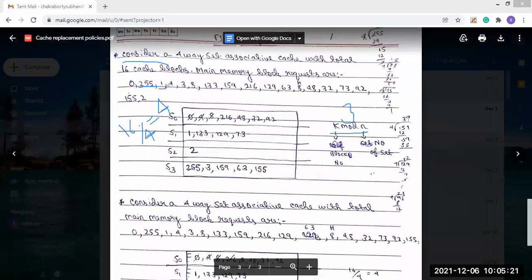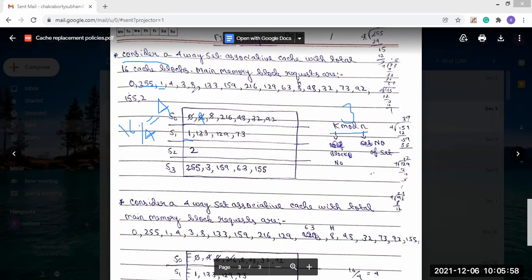Then where will 1 go? 1 mod 4 is 1, so it will go to set 1. Then 4 mod 4 is 0, so the fourth block will go to the set 0 position. Next, 3 mod 4: the remainder is 3, so the third block will go to the set 3 position. Then next, 8. So what is 8 mod 4?